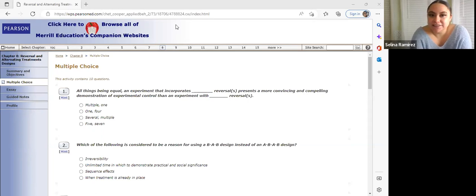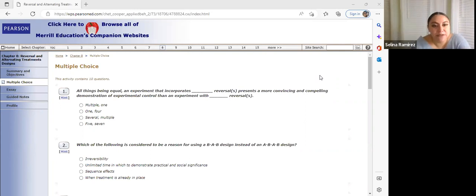All right, let's try the quiz for chapter 8, but let's make sure it's the correct chapter because I think this one is still from the previous version of the book, Reversal and Alternating Treatment Design. Oh, they just named it differently. So this one is Reversal and Alternating Treatment Design, and this one is Reversal and Multi-Element. Ooh, so that might throw you off. Okay.